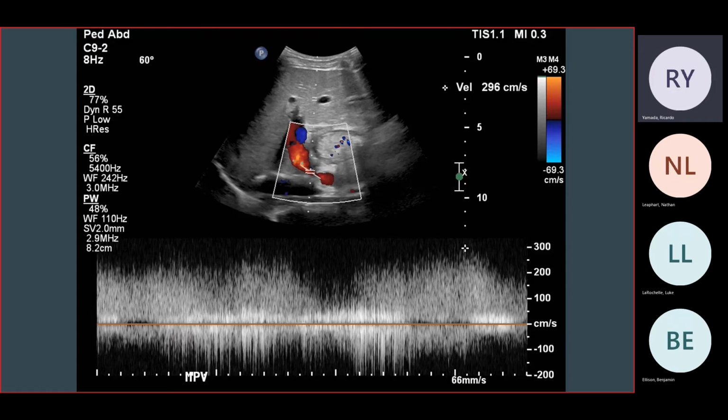So this is the ultrasound Doppler of the portal vein, and we can see a narrowing of the portal vein at the anastomotic site. We have a turbulent flow. We can see the waveform all over the place, and a very increased velocity at that spot, almost 300 centimeters per second, which is really, really high. So that is very suspicious for anastomotic stenosis.